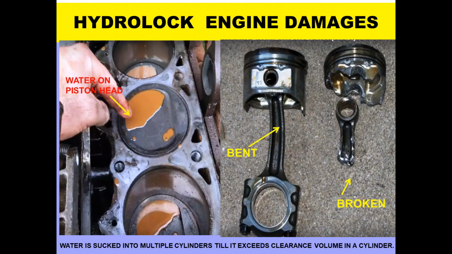Hydrolock engine damages. You see the water on the piston head in all these three cylinders. Here the connecting rod is bent. Here this is a broken connecting rod and this is a broken piston. Water is sucked into multiple cylinders till it exceeds clearance volume in a cylinder. It will keep on entering.